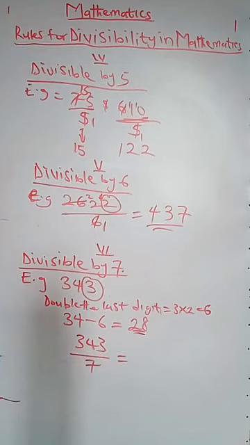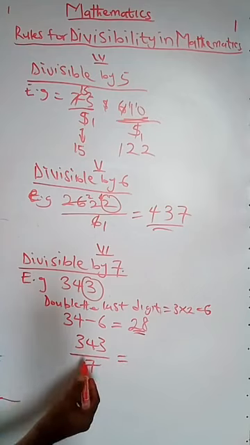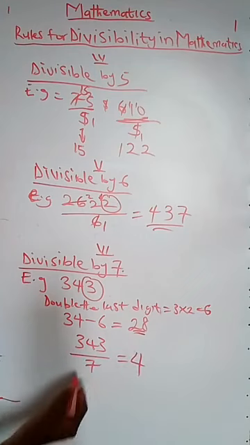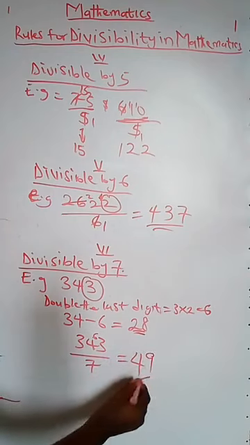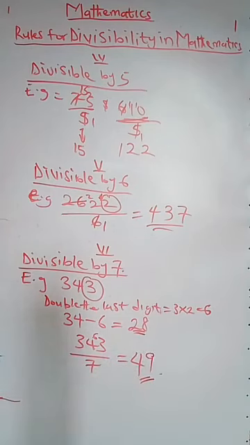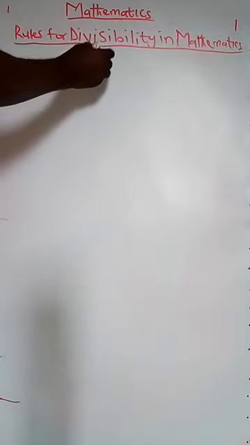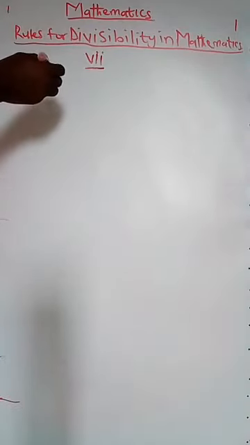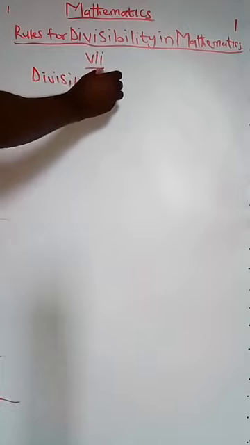Let's check. 7 in 34, that is 4. Remainder 6, 63. 7 in 63, 9. So that is how to determine if a number is divisible by 7. Now let's move to the next one. Number 7. Divisible by 8.